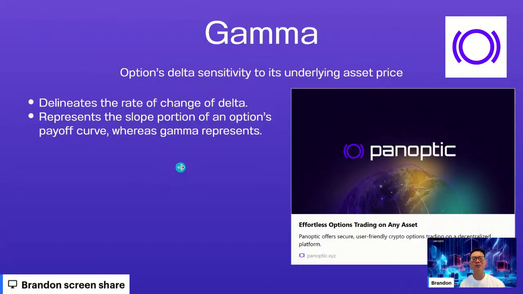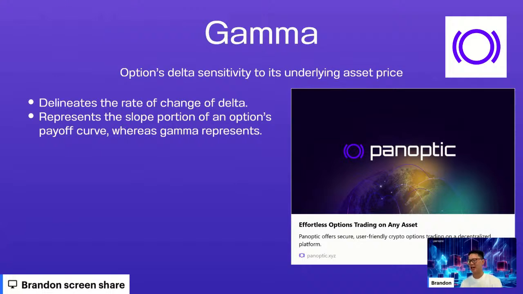If this sounds confusing to you, it's because it's second order logic. It's like the derivative of a derivative. And it's also a reason why impermanent loss can be confusing as well, because I'm going to posit later that impermanent loss is related to this gamma thing. But visually, you can think of it as just like the slope of your payoff curve.